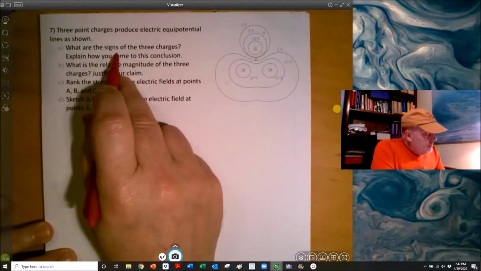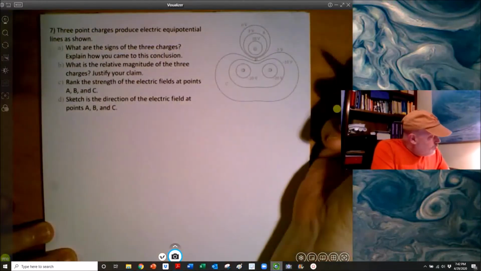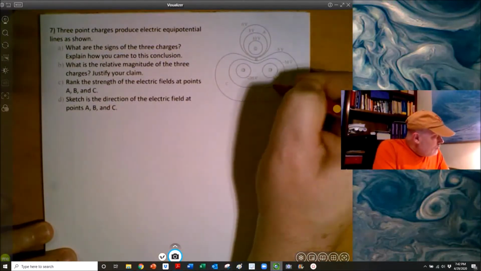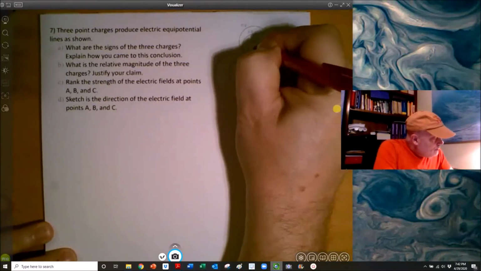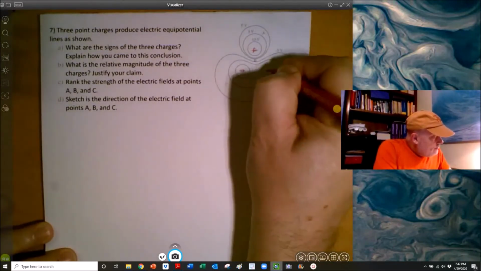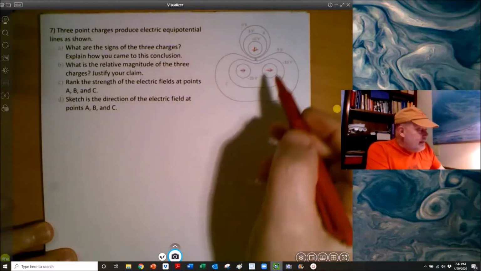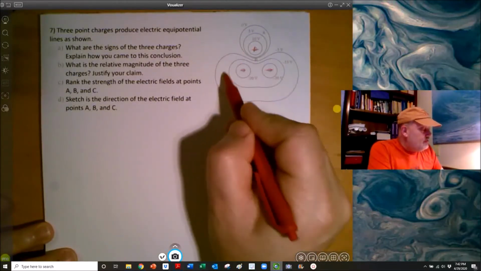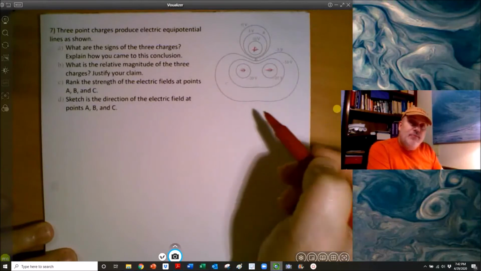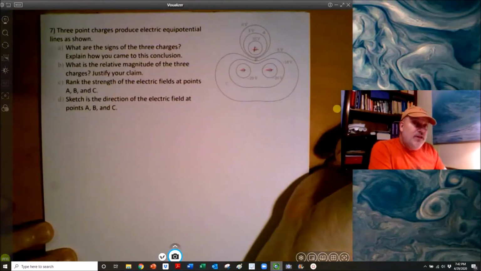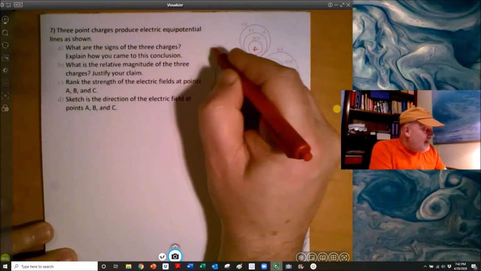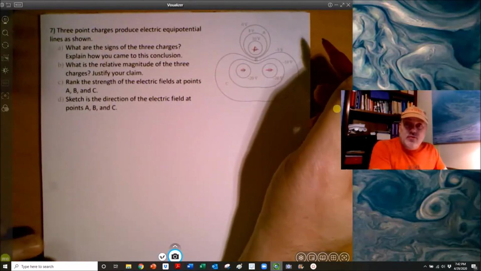And the first question is, what are the signs of the three charges? Well, these are negative isolines around here, negative potential, and that's positive potential. So this must be the positive, and these two must be negative. We can see that these have to be the same sign charge because they are both enveloped by the same loops. If they're opposite sign charges, they will never be enveloped by the same loop. There'll be a dividing line between them that would be the 0-volt line.